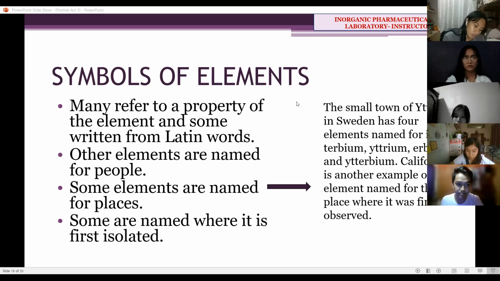And then of course we have californium. From the name itself, we know that it was first observed in California. Aside from those that were reported by the reporter, like elements named from mythologies, Greek mythologies, and so on, it can also be places.